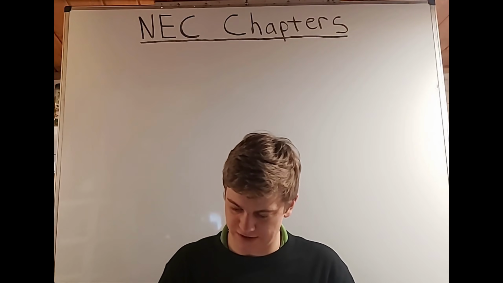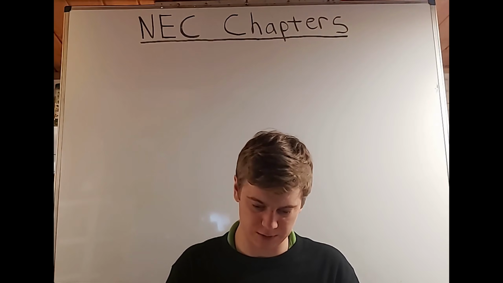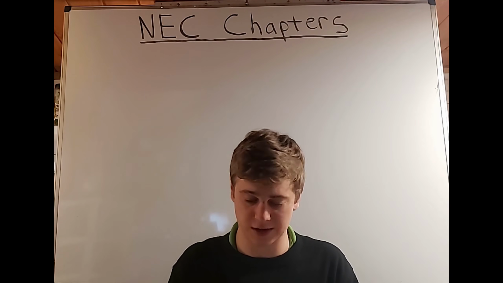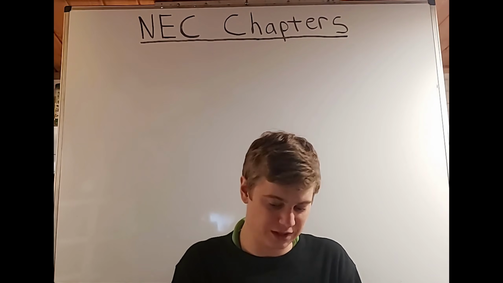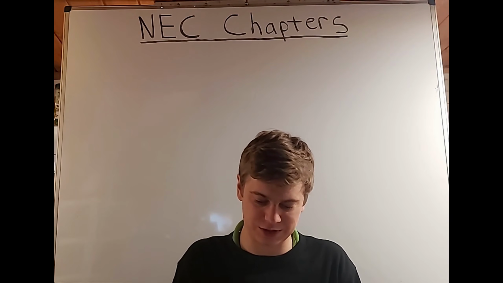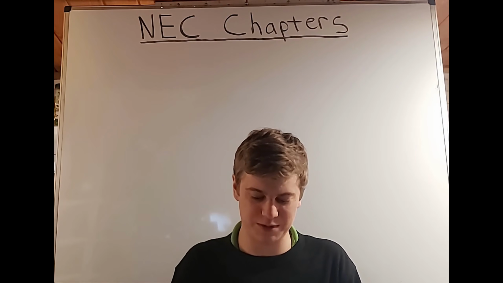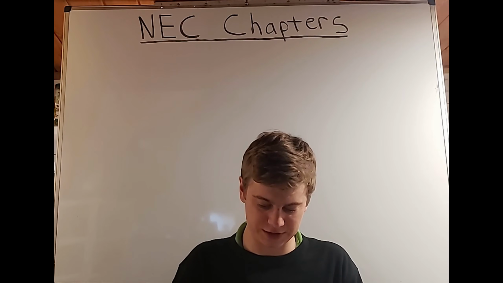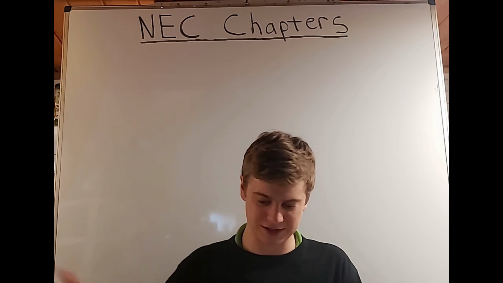Table 300.5 is the minimum cover requirements. Here you can see they talk about locations. The first one is all locations that aren't specified below. Below that we have in trench below 2 inches thick of concrete, under a minimum of 4 inches thick concrete exterior slab, under streets, highways, roads, alleys, under 1 and 2 family dwelling driveways. Okay, so the list goes on.